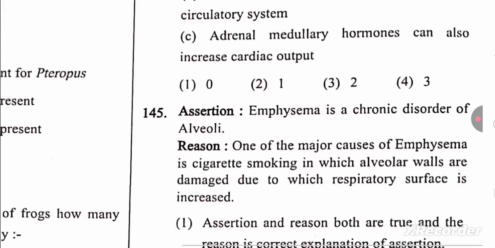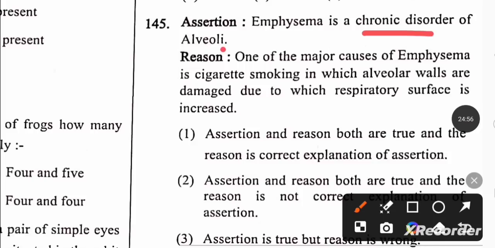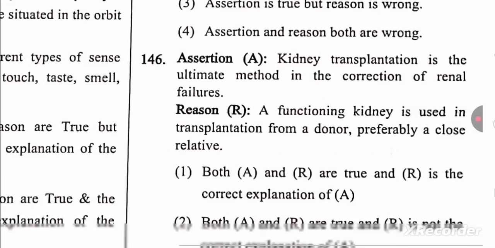Next question, emphysema, assertion type. Emphysema is a chronic disorder of alveoli. Yes, emphysema is a chronic disorder of respiratory system. Right one. And reason, one of the major causes of emphysema is cigarette smoking. Yes, in which alveolar walls are damaged. Definitely, due to which respiratory surface increases. No children, respiratory surface decreases. So this reason is not the correct one. So assertion is true, but reason is wrong.